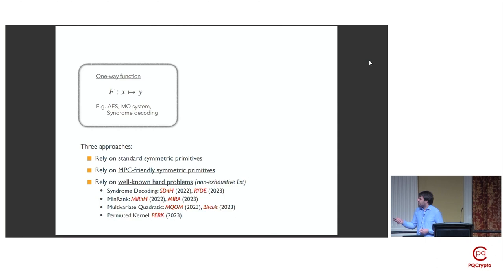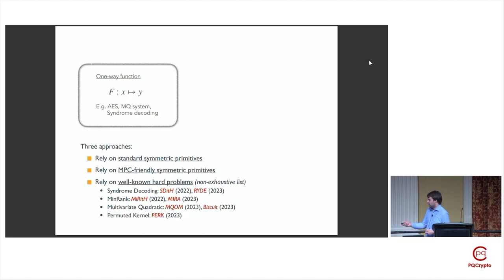Finally, the last approach: when we rely on an MPC-friendly one-way function, we have shorter signatures. It was what we wanted. But the problem is that we can have a concern about the security because we introduce a new symmetric primitive. So we need a deep cryptanalysis to have a mature security notion.